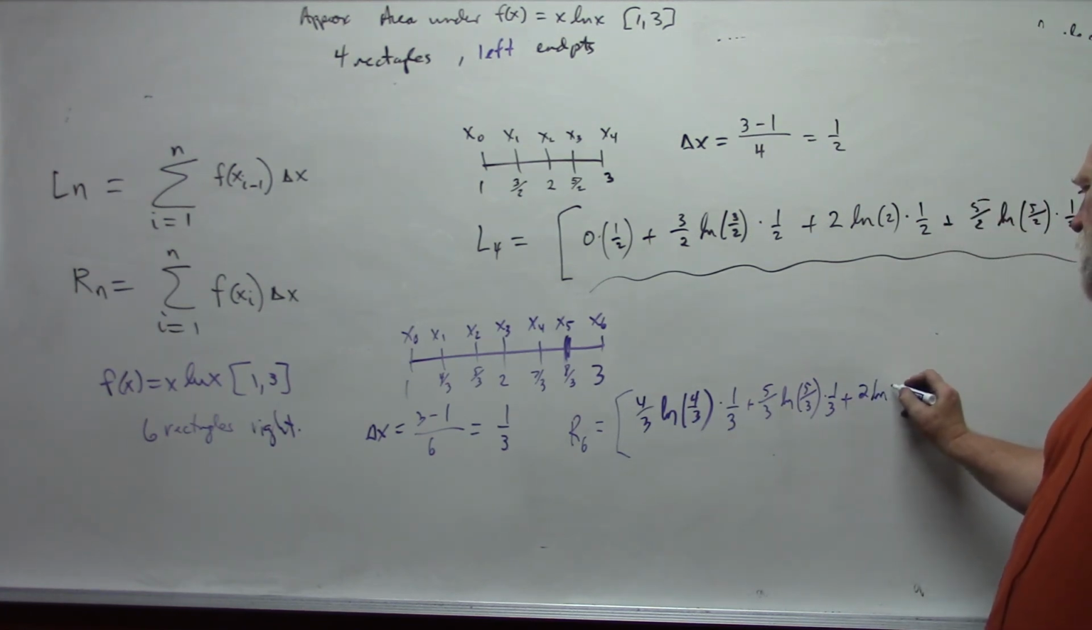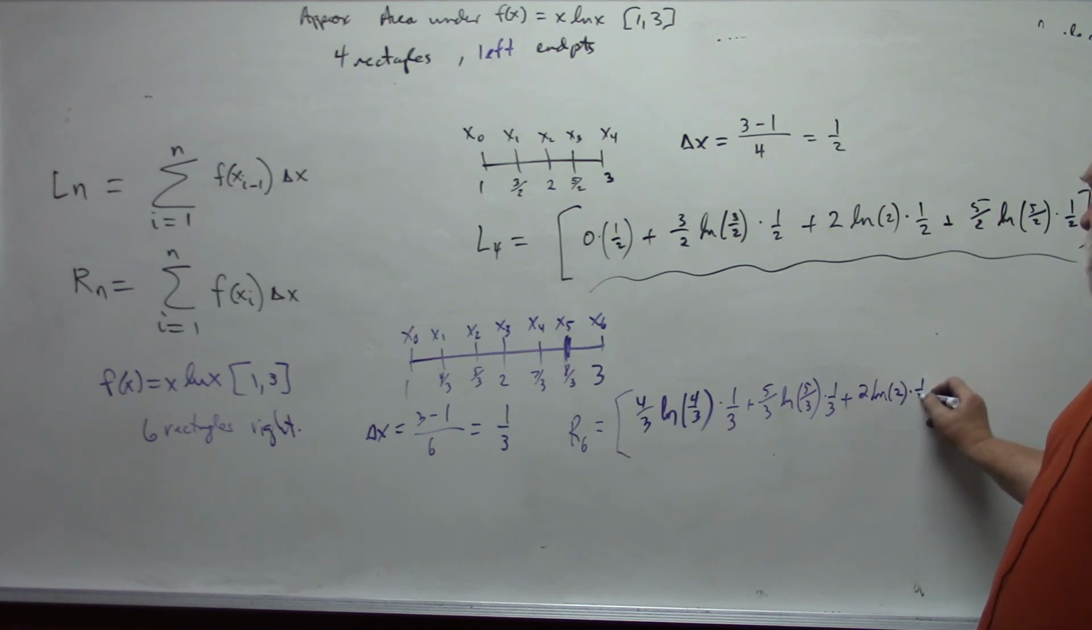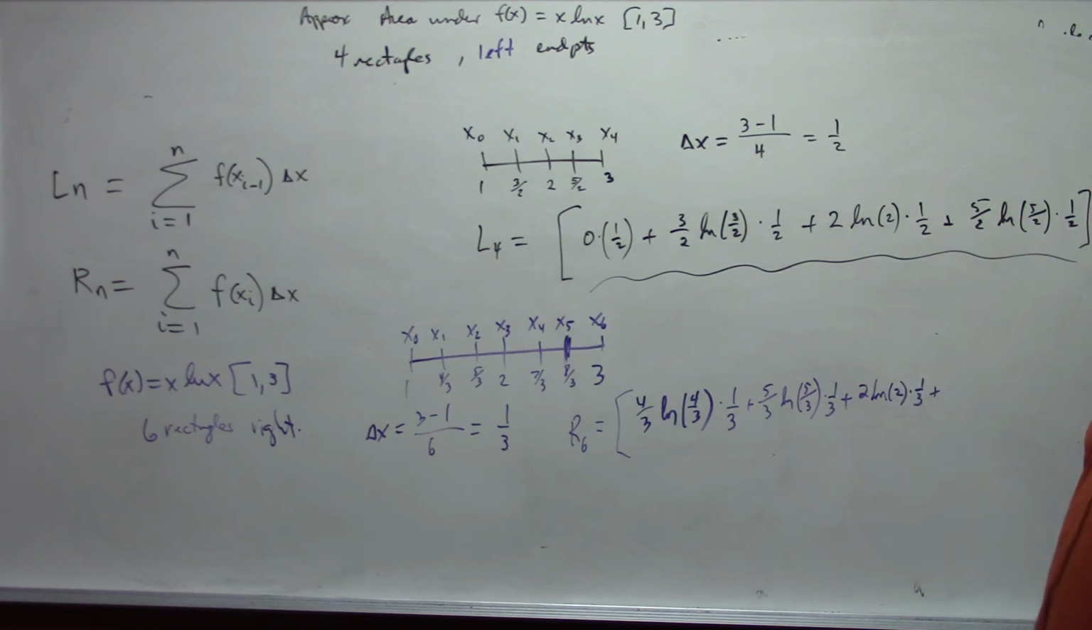2 natural log of 2, times 1/3, hopefully I'll have enough room, plus 7/3 natural log of 7/3 times 1/3 plus, and I'm not going to have room, and that is 8/3 natural log of 8/3 times 1/3 plus 3 natural log of 3 times 1/3. And again, we can calculate this out and get a numerical value for it.